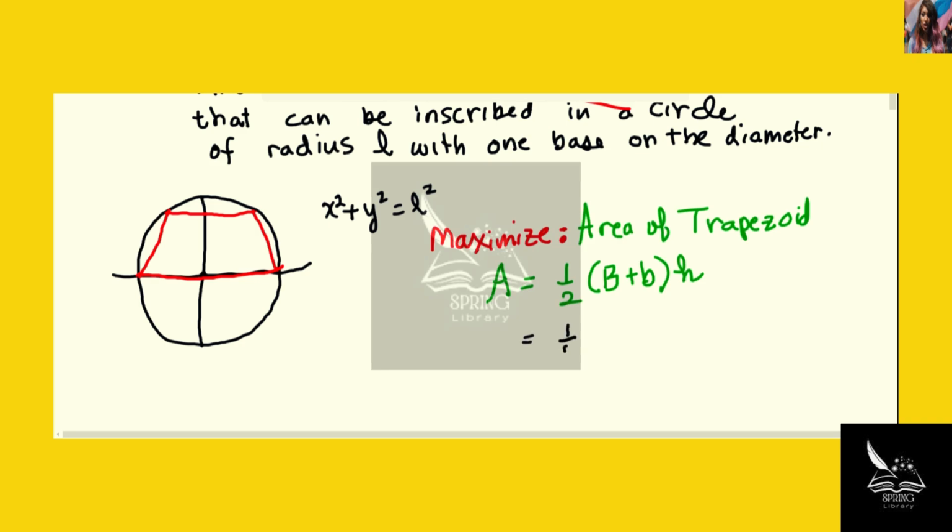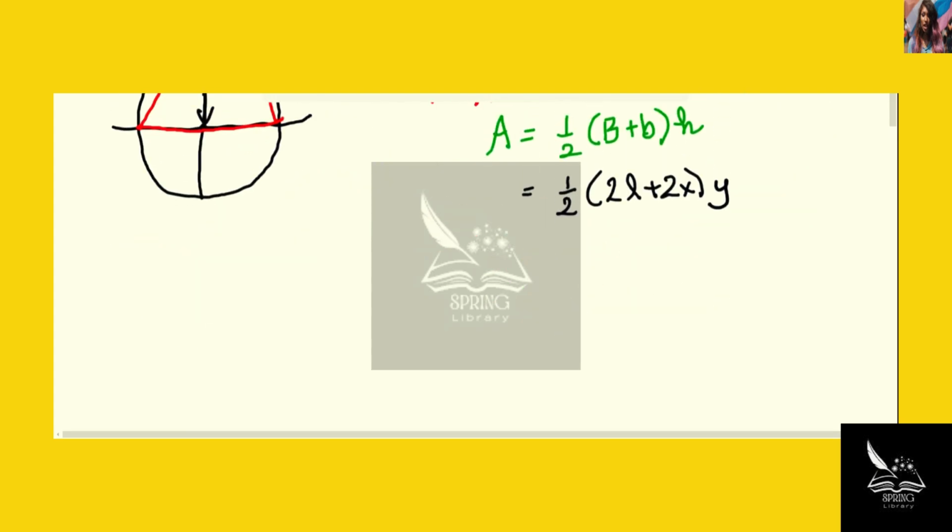So we got 1/2 times 2L plus little b, which is from here to here. Let's just call this point xy. So little b is 2x. And then the height is from here to here, which is y. I'm going to multiply that 1/2 through, so it turned into L plus x times y.